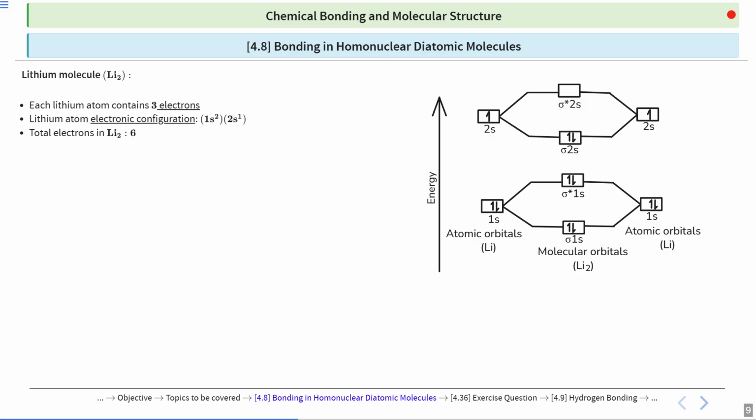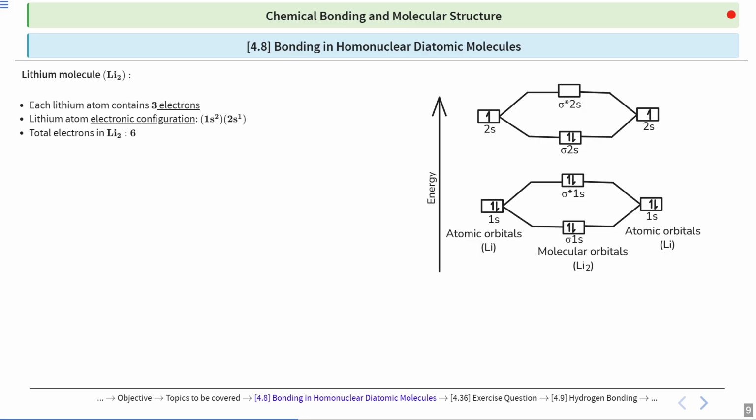So there will be a new linear combination of atomic orbitals, where both 2s orbitals will also overlap to give us sigma 2s and sigma star 2s. Now remember, student, sigma star 2s is anti-bonding, whereas sigma 1s is bonding. Similarly, sigma 2s is a bonding molecular orbital, whereas sigma star 1s is anti-bonding. But we are seeing that sigma star 1s, which is anti-bonding, has a lower energy than sigma 2s, which is bonding.